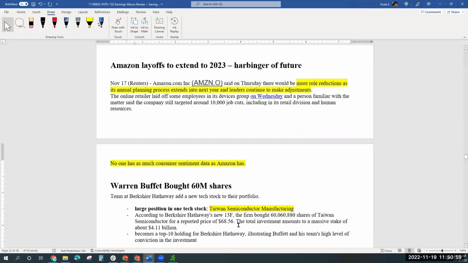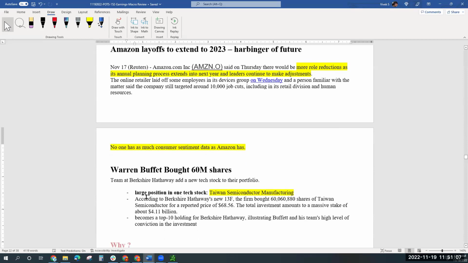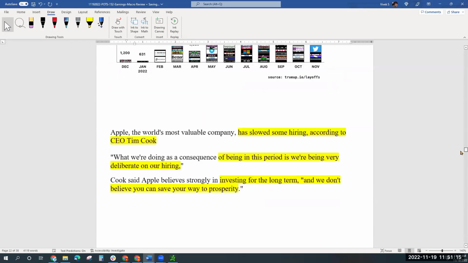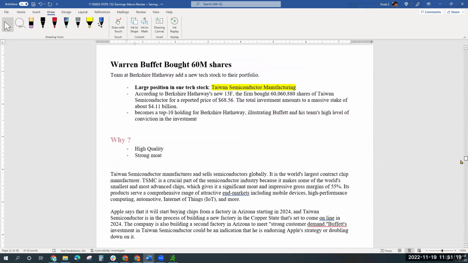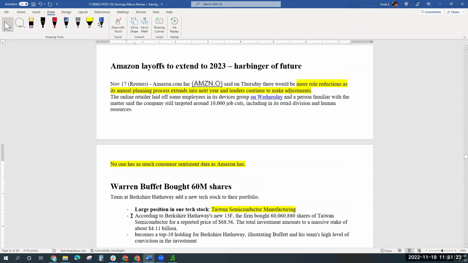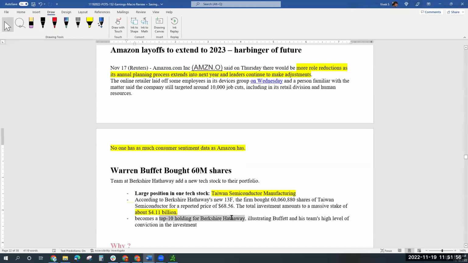All right, let's talk about another thing in the news. Warren Buffett bought 60 million shares with the latest 13F filing. It took a large position in one tech stock, Taiwan Semiconductor Manufacturing. We didn't see this company in this big list, and not many know about it, especially if you're not in the semiconductor industry. As the name suggests, it's a semiconductor chip manufacturing company based out of Taiwan, now building plants in the US. Berkshire Hathaway picked up 60 million shares at a stake of almost $4.11 billion. Right now, it has become a top 10 holding of Berkshire Hathaway.